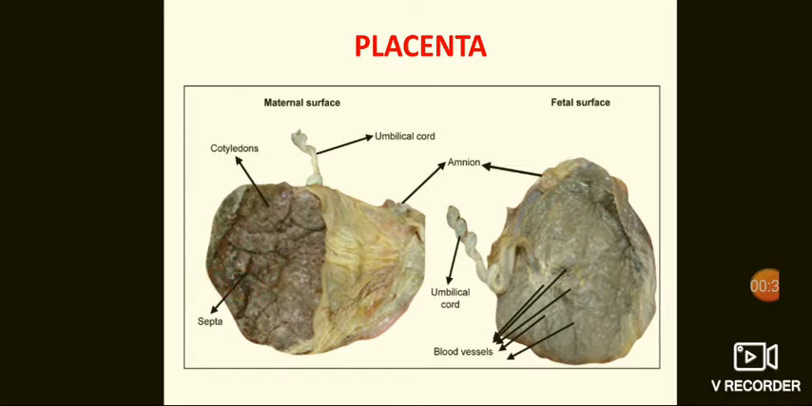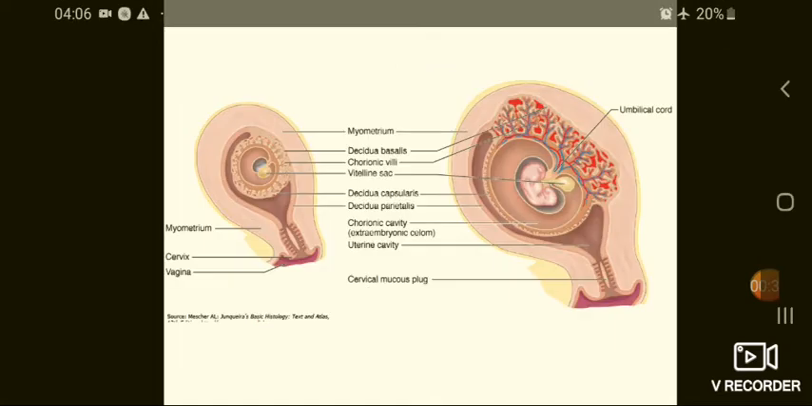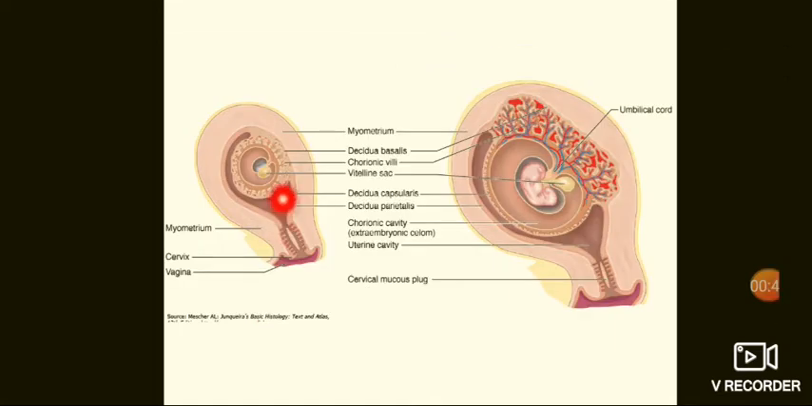The other side of the placenta is attached to the fetus via the umbilical cord, and this surface is known as fetal surface. The placenta is made up of two components, fetal and maternal. Fetal component is formed by the chorionic plate, while the maternal component is formed by the decidua basalis.